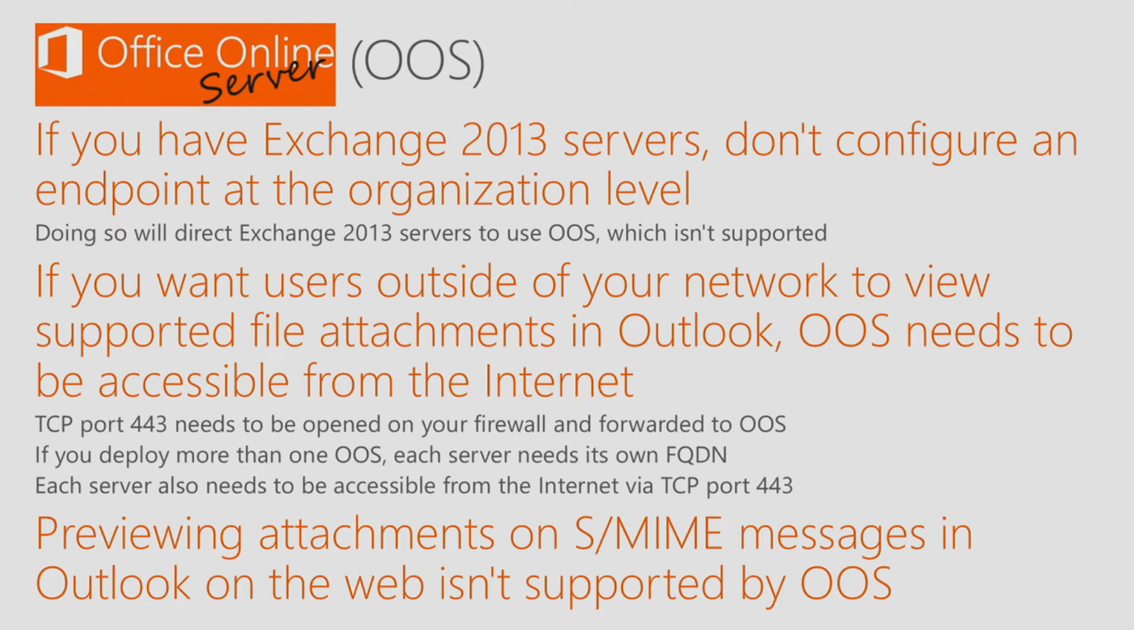Now, if you have Exchange 2013 servers, do not configure the configuration endpoint to be at the organizational level. That will actually break. It will take all of the Exchange 2013 servers and direct them to use the Office Online Server directly. That isn't supported. They have to go through the Exchange 2016. Also, if you want users outside of the network to be able to view this stuff, you're going to have to punch open 443 on your firewall and let traffic in from the internet to this server. If you don't, then users who are using Outlook on the web won't be able to see these preview attachments.